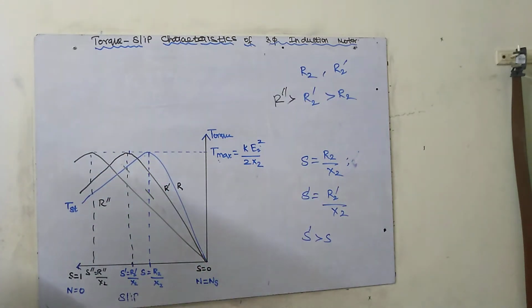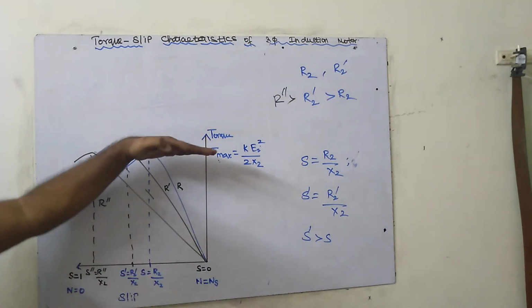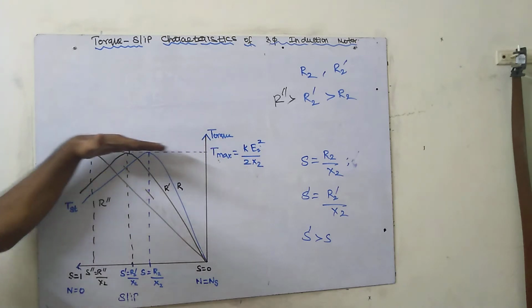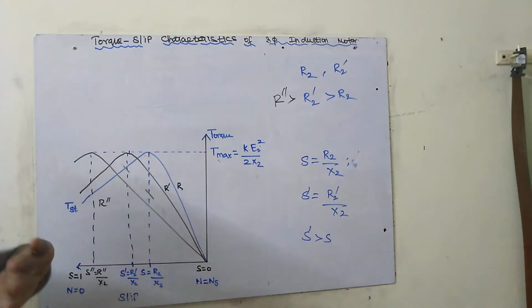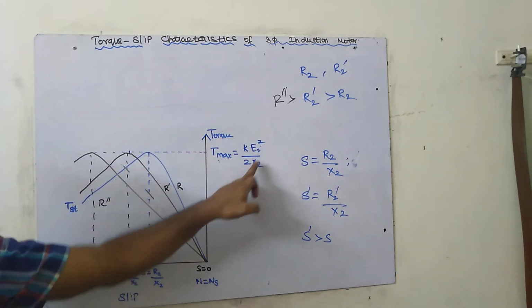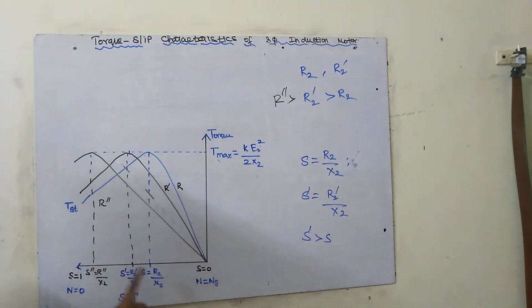dash, greater than R2. So if I increase the rotor resistance, the magnitude of the maximum torque won't change, because it is independent of rotor resistance. But the location, the slip at which maximum torque occurs, varies, because slip equals R2 by x2. When R2 increases, it will go to the left side.